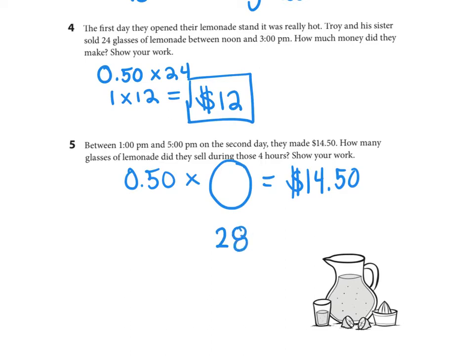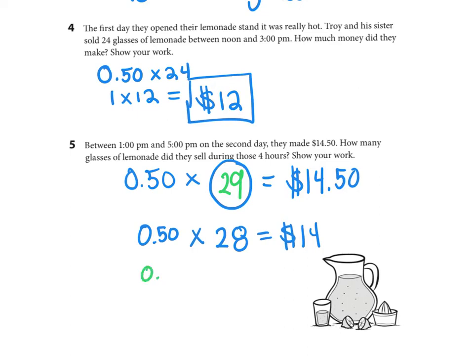I know that 28 glasses of lemonade would be $14 because half of 28 is 14. Each of these glasses costs half a dollar. So if I had 14 glasses of lemonade times $1, that'd be $14. Split that in half, 50 cents times 28 glasses of lemonade would be $14. Here it's $14.50, so it's not 28 glasses of lemonade. Instead, it is 29 glasses of lemonade.